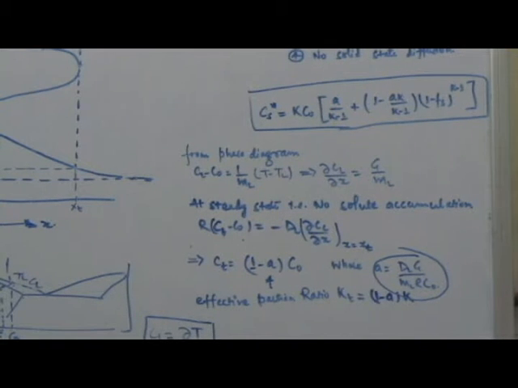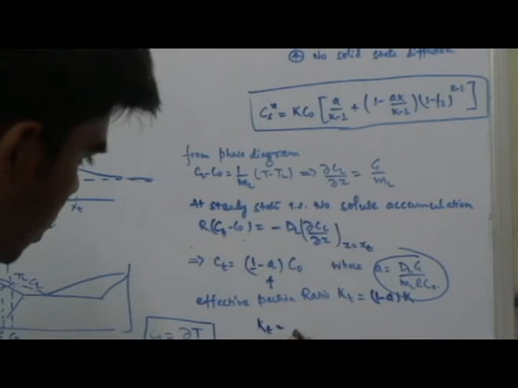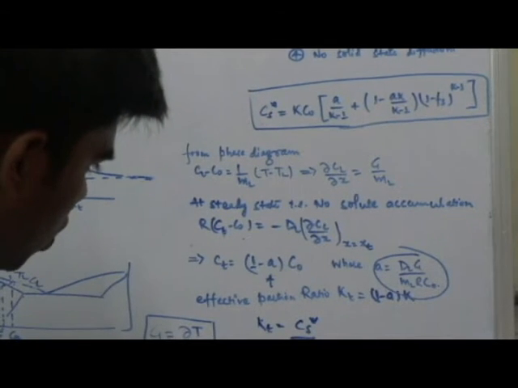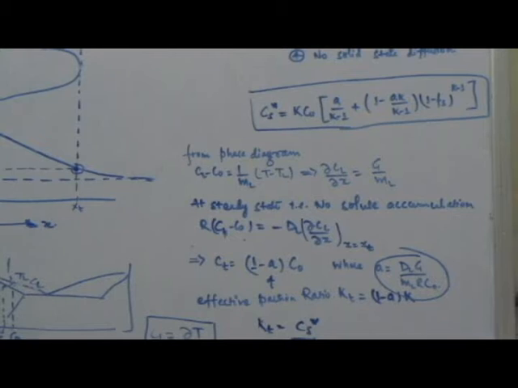Here we define an effective partition ratio, which is basically K_T = C_S* / C_0, where C_S* is the concentration of solid over here. So this is the C_S*. So this is called the effective partition ratio.